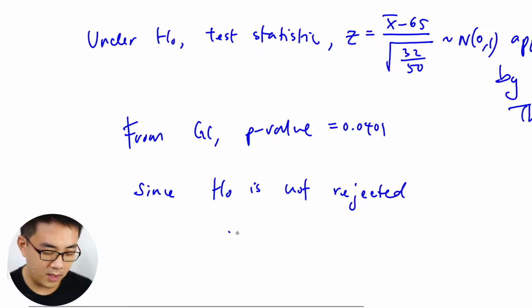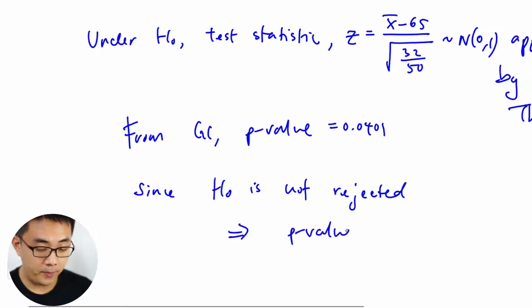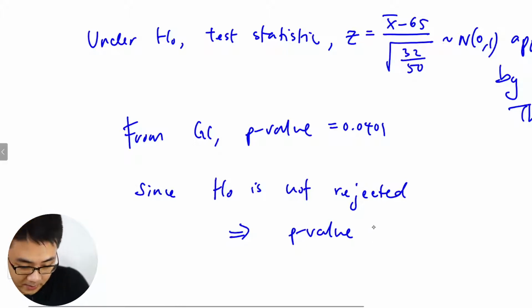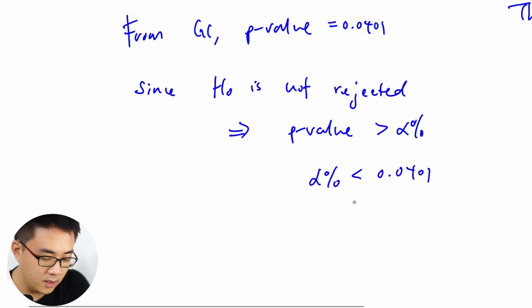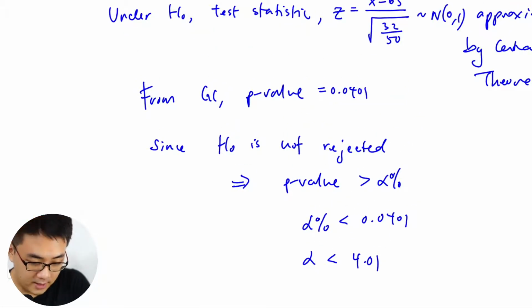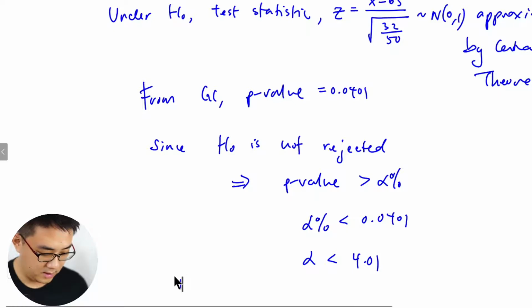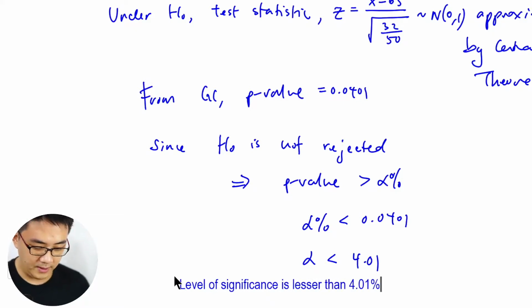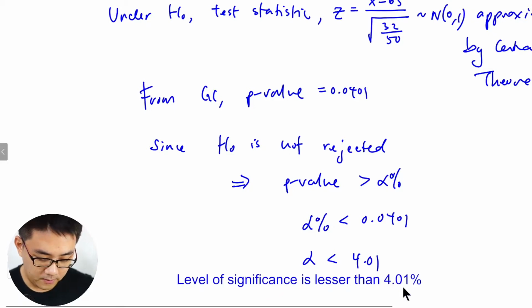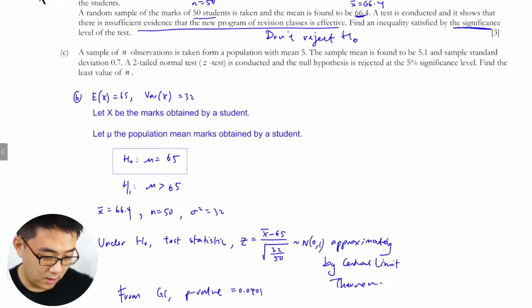meaning what you can assume is p-value has to be more than alpha percentage. Okay, so more than alpha percentage. So in this case here, alpha percentage is actually less than 0.0401. Alpha has to be 4.01%, right? So you just say that level of significance has to be less. Level of significance is lesser than 4.01%. Okay, so that's it.